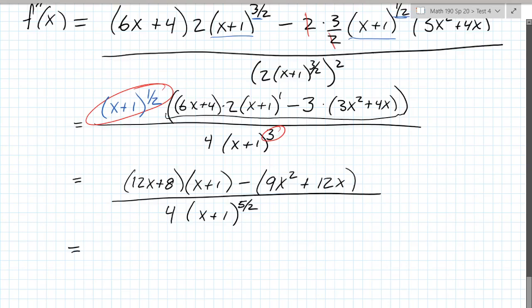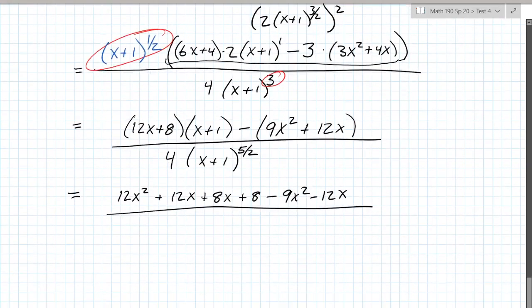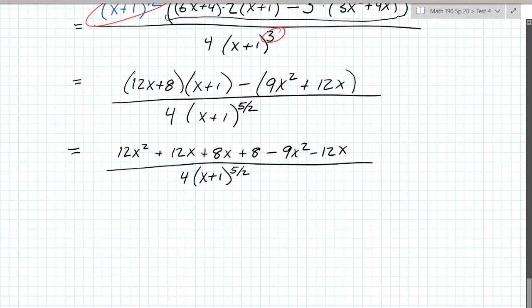Distributing out this first set of parentheses gives 12x squared plus 12x plus 8x plus 8 minus 9x squared minus 12x all over that denominator stuff. Combining like terms will give us a 3x squared and then an 8x and an 8, and the denominator.